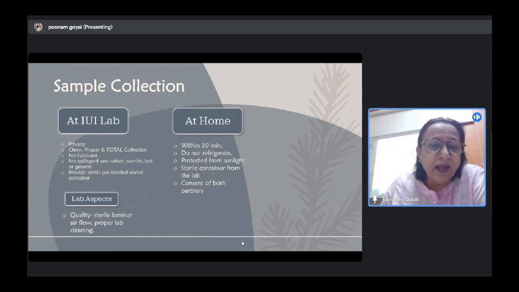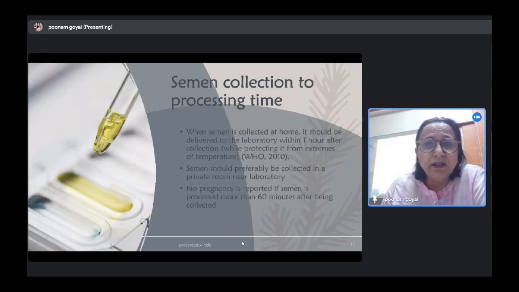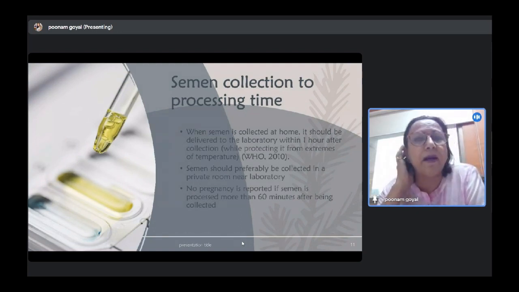Then what are the lab aspects? The quality should be taken care of. It should be done under the laminar flow. The proper lab cleaning procedures are to be instituted. And what is most important, that we should take consent also of both the partners.